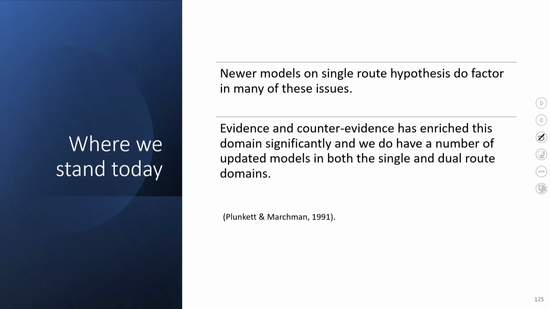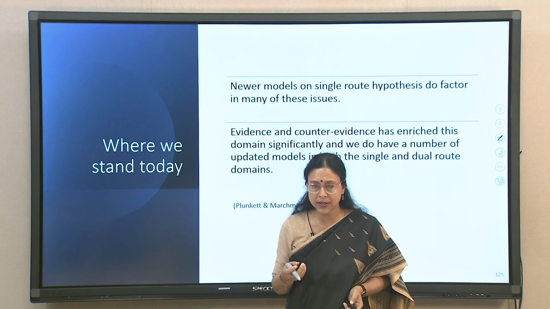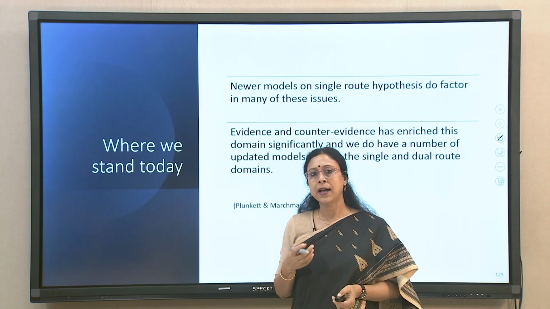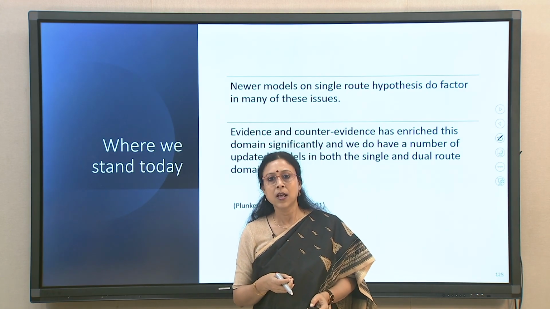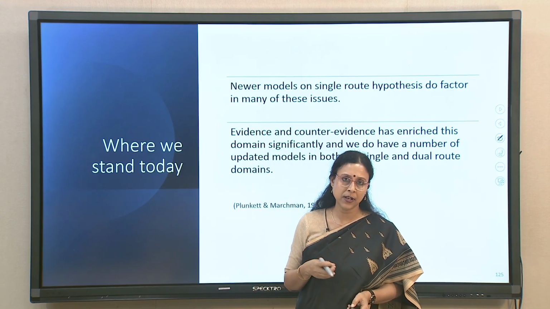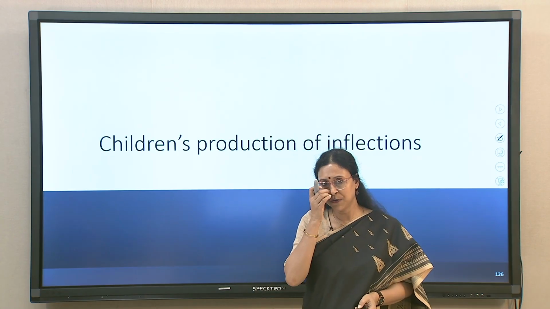So, today, as a result of all of these debates and discussions, both single root and dual root models have been updated many times, and as a result many of these criticisms have been factored into the newer models. So now the situation is of course better, because most of the criticism that Pinker and his group raised has been taken into account in the later models of the single root hypothesis. The latest models have many of these things taken care of. So, that is what we have on our single and dual root model.